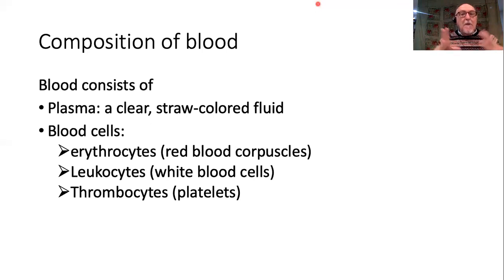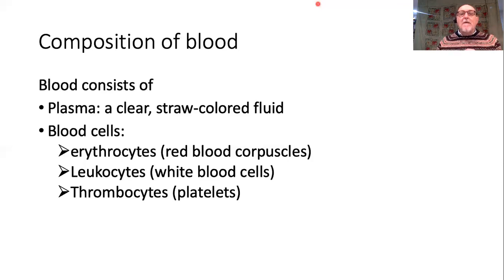Floating in that plasma, there are many different kinds of blood cell. We're not going to talk about them in enormous detail, but I want you to learn some of the different kinds and some of their different functions. The most obvious ones are the erythrocytes, the red blood corpuscles. They are by far the commonest of all of the blood cells. But there's also a group of cells called the leukocytes. The red blood corpuscles are red because they are full of hemoglobin. Leukocyte literally means white blood cell.